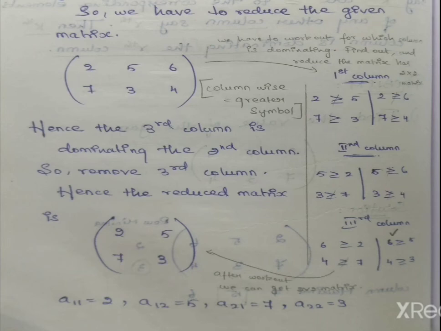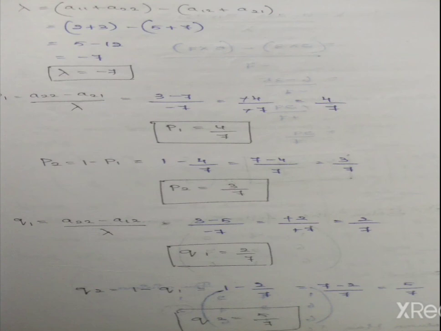So here we have to come with the modified matrix, that is 2, 5, 7, 3. So you know the mixed strategy formula. You have to apply the values of A11, A12, A21, A22. So lambda you have to find out: A11 plus A22 minus of A12 plus A21. So 2 plus 3 minus of 5 plus 7. So 5 minus 12 we get minus 7. P1 value will be A22 minus A21 divided by lambda, that is equal to 3 minus 7 divided by minus 7. So 4 by 7.